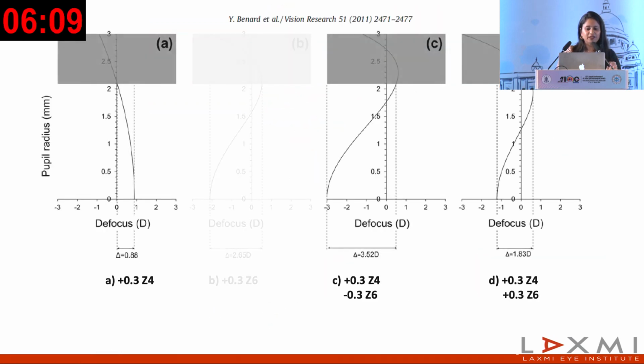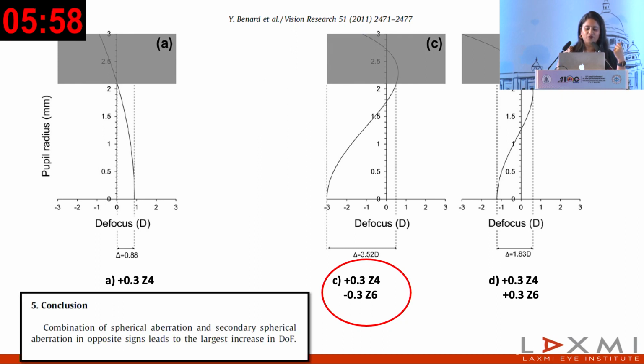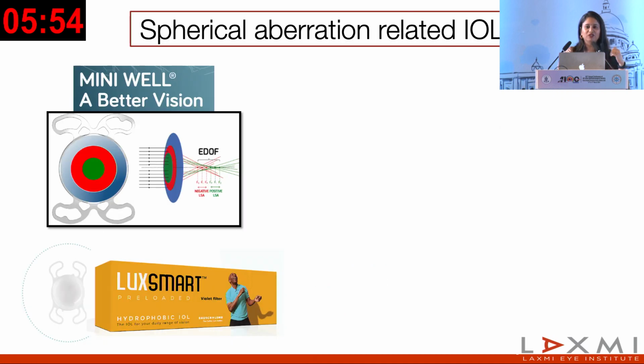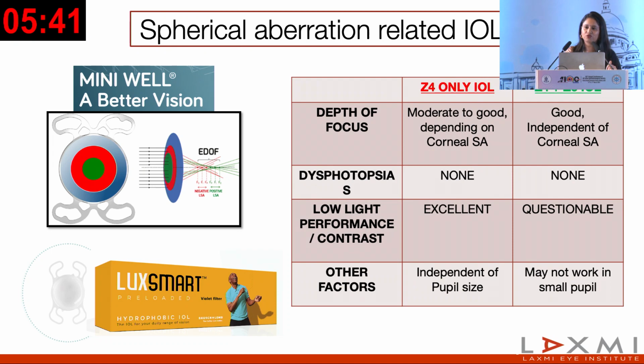An optical bench study conducted by Bernard et al. found that although it made sense that both positives increased the depth of focus largely, the combination of Z4 and Z6 in opposite directions gave the largest depth of focus. This principle is used by the Mini Well lens, which has a positive and a negative Z4 spherical aberration in alternating rings, and that's what gives you the depth of focus and good intermediate vision, while the Lux Smart lens uses the Z4 and Z6 spherical aberration.